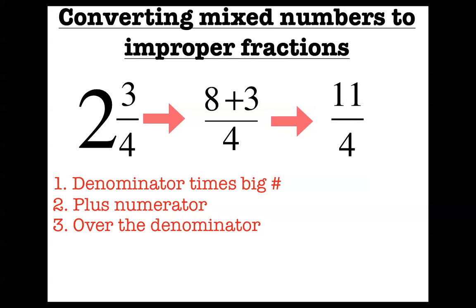So how do you take 2 3/4 and turn it into an improper fraction? You do denominator times the big number plus the numerator, put it all over the denominator, and you have yourself an improper fraction. So 2 3/4 equals 11/4, and 11/4 equals 2 3/4.